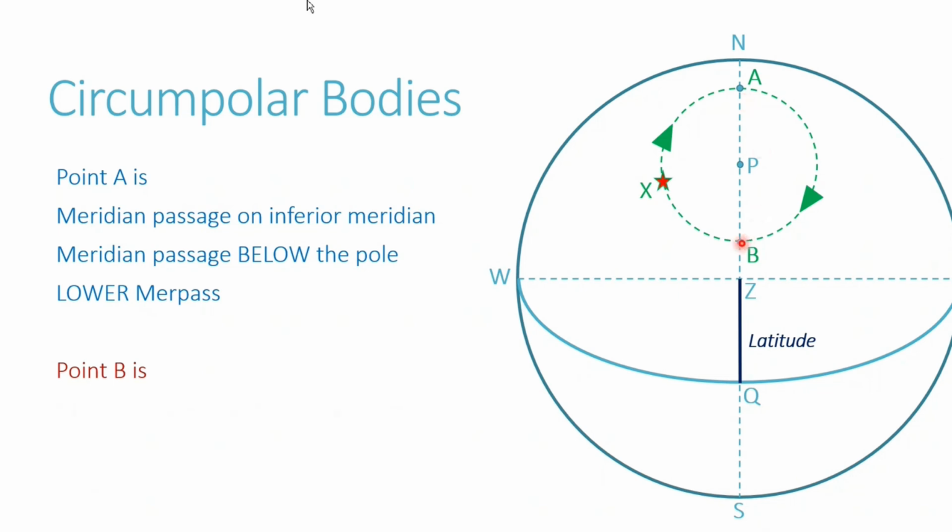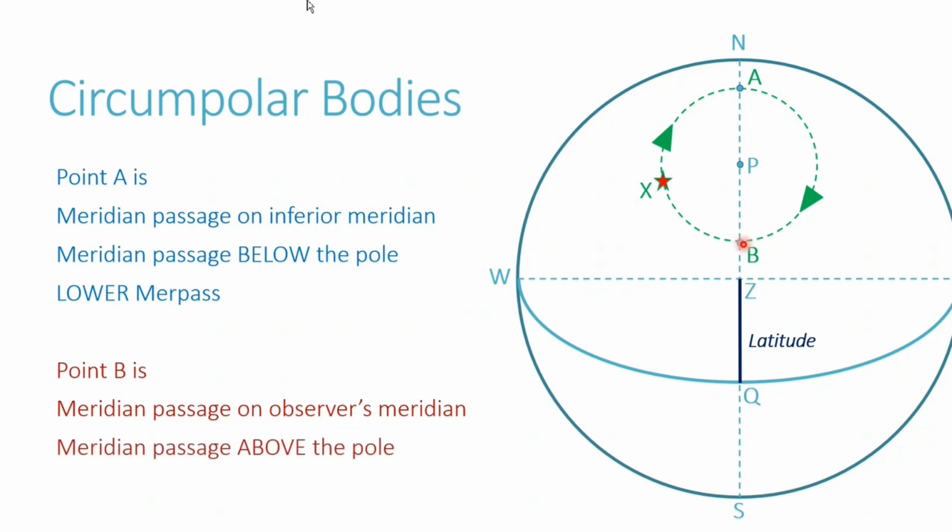At the same time, point B which you see is known as the meridian passage on the observer's meridian. It is also called meridian passage above the pole, because at this point the altitude of the body is represented by NB, November Bravo. The altitude of the pole is NP, November Papa, and the altitude of the pole is less than the altitude of the body. The body is at a higher altitude at point B. So that is why it is called meridian passage above the pole.